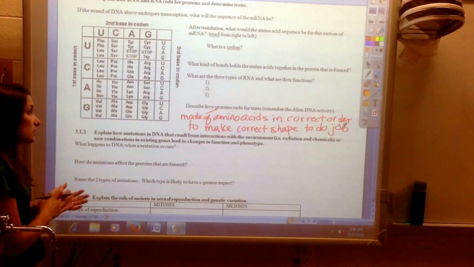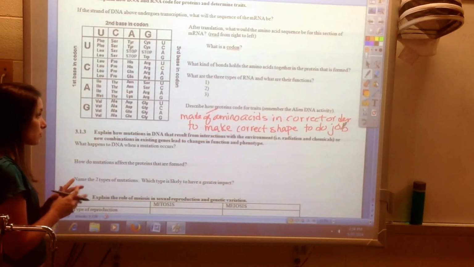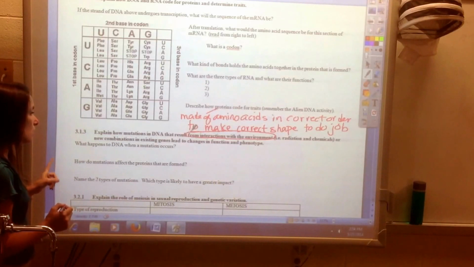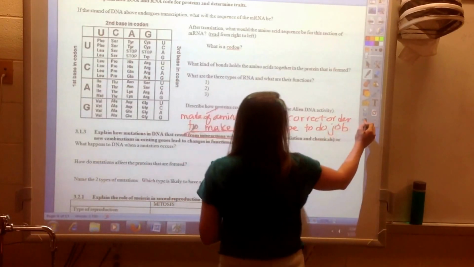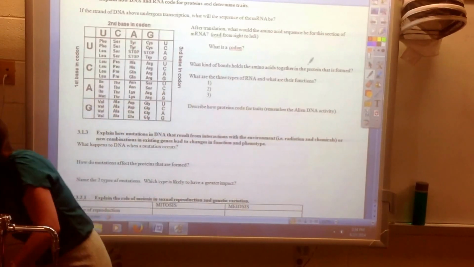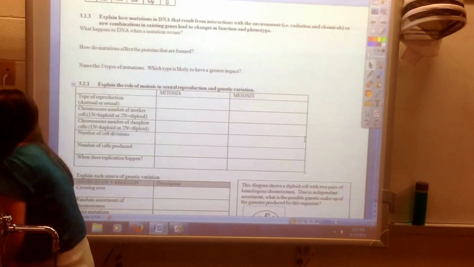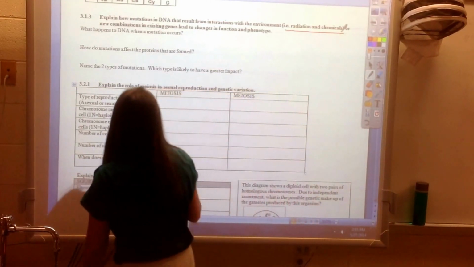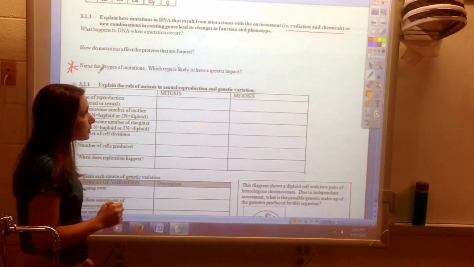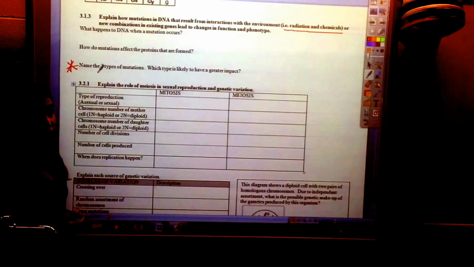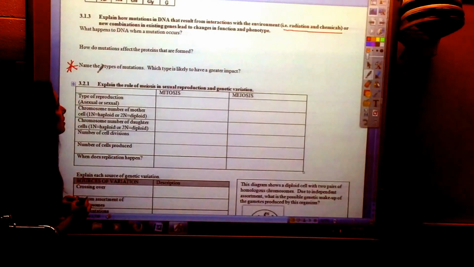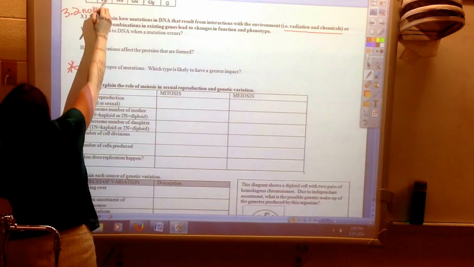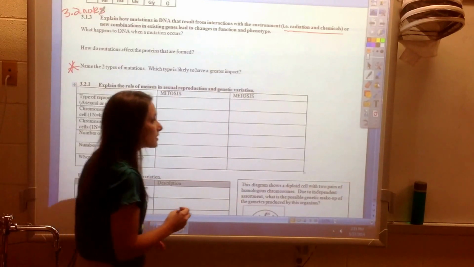Explain how mutations can result from interactions with the environment. So we do want to know that mutations can sometimes be caused by the environment, like radiation and chemicals. And so you should be able to name the two types of mutations, and which type is likely to have a greater impact. That's directly in your notes. This is going to be found in section 3.2 in our notes. We already talked about this section here.